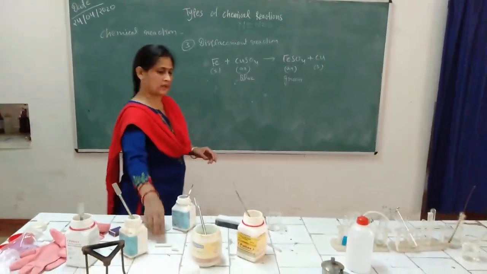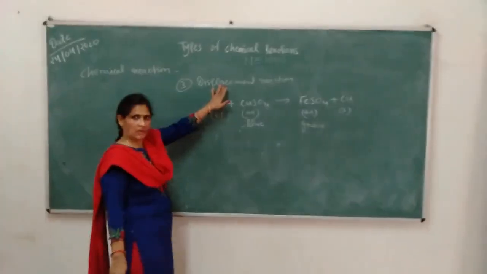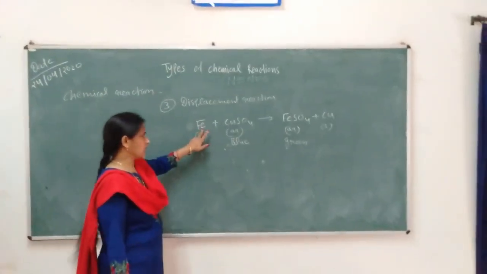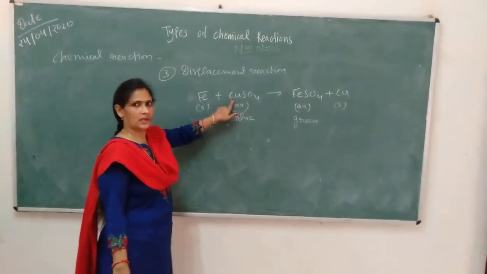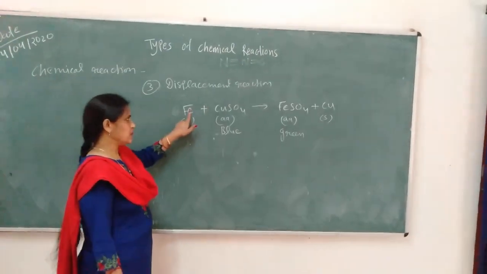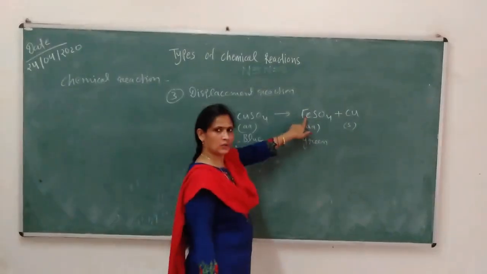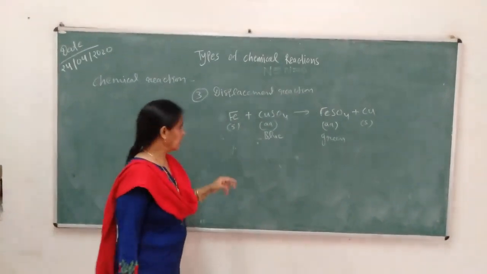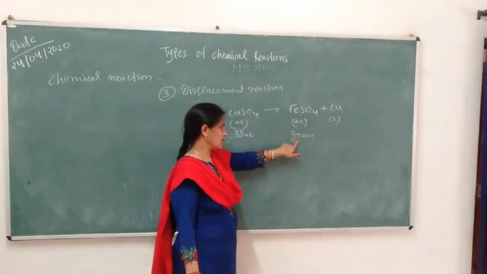now I am going to explain the third type of reaction, that is displacement reaction. In such a reaction, one metal which is more reactive displaces another metal from its salt solution which is less reactive. In this reaction, iron is more reactive than copper. It displaces copper from copper sulfate solution and changes into ferrous sulfate and copper. You know students, the color of copper sulfate is blue and the color of ferrous sulfate is green.